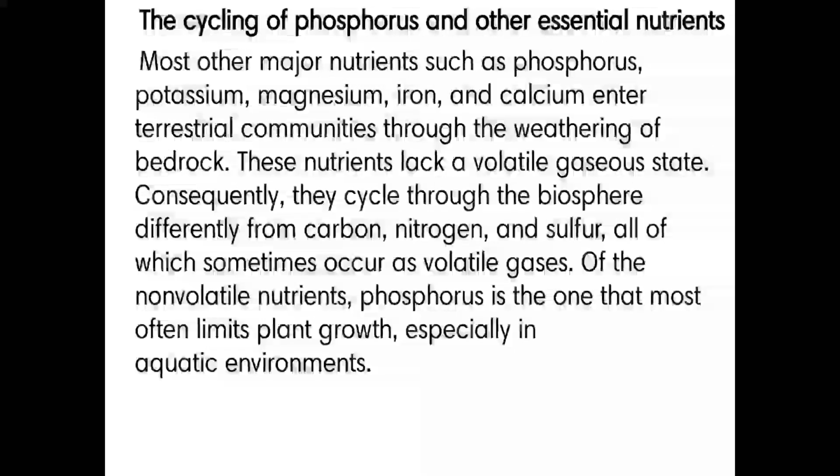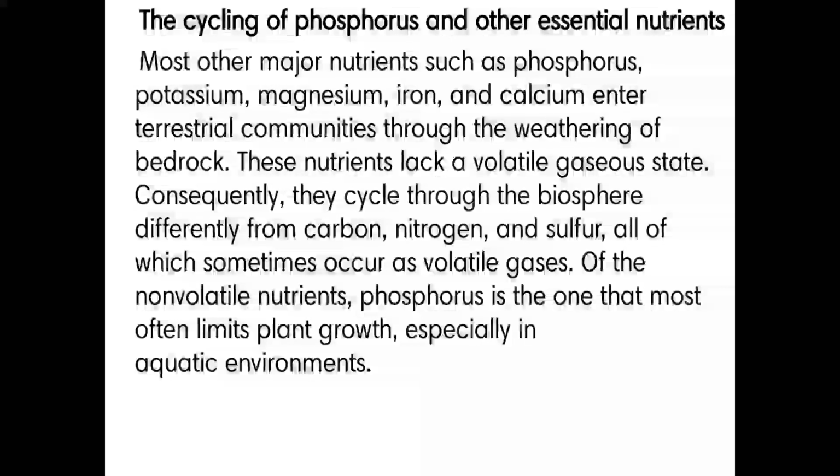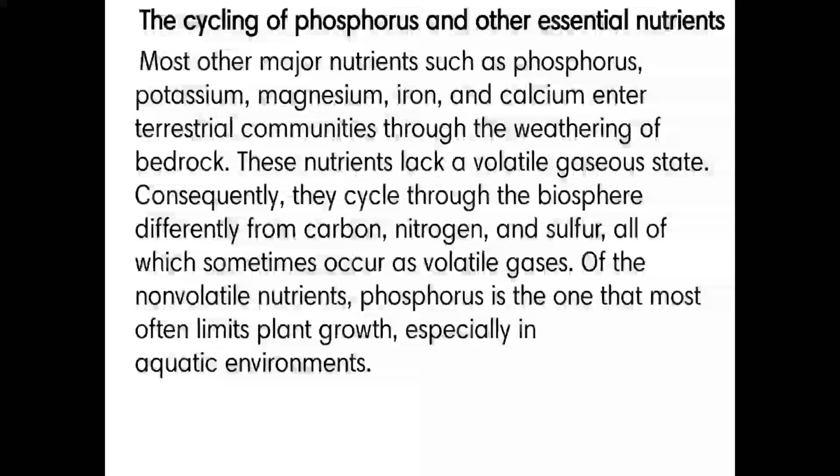The cycling of phosphorus and other essential nutrients. Most other major nutrients such as phosphorus, potassium, magnesium, iron, and calcium enter terrestrial communities through the weathering of bedrock. These nutrients lack a volatile gaseous state. Consequently, they cycle through the biosphere differently from carbon, nitrogen, and sulfur, all of which sometimes occur as volatile gases.